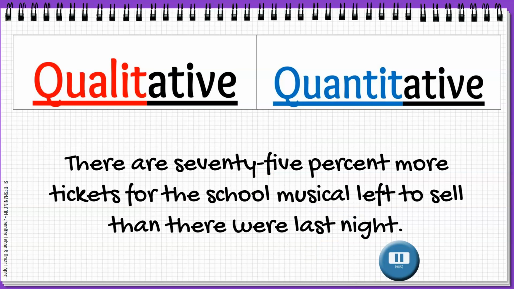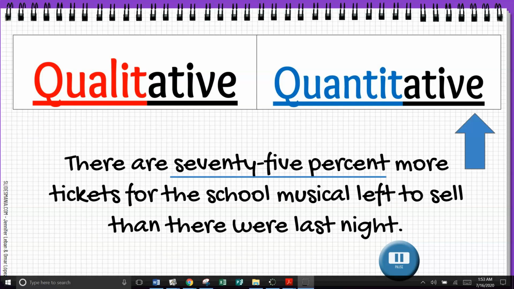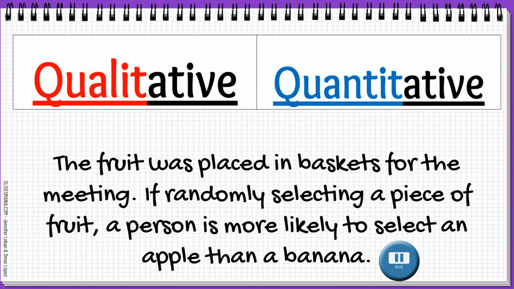There are 75% more tickets for the school musical left to sell than there were last night. Pause the video and decide, is this qualitative or quantitative? Hopefully you pause the video and let's see if you are right. This is a quantitative statement because it says 75%. We're given a quantity.